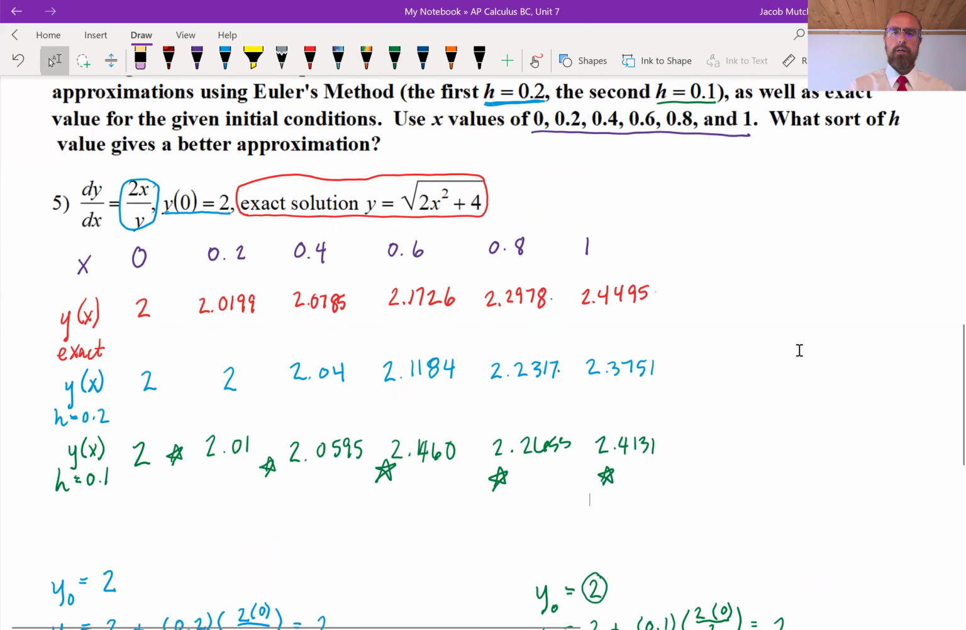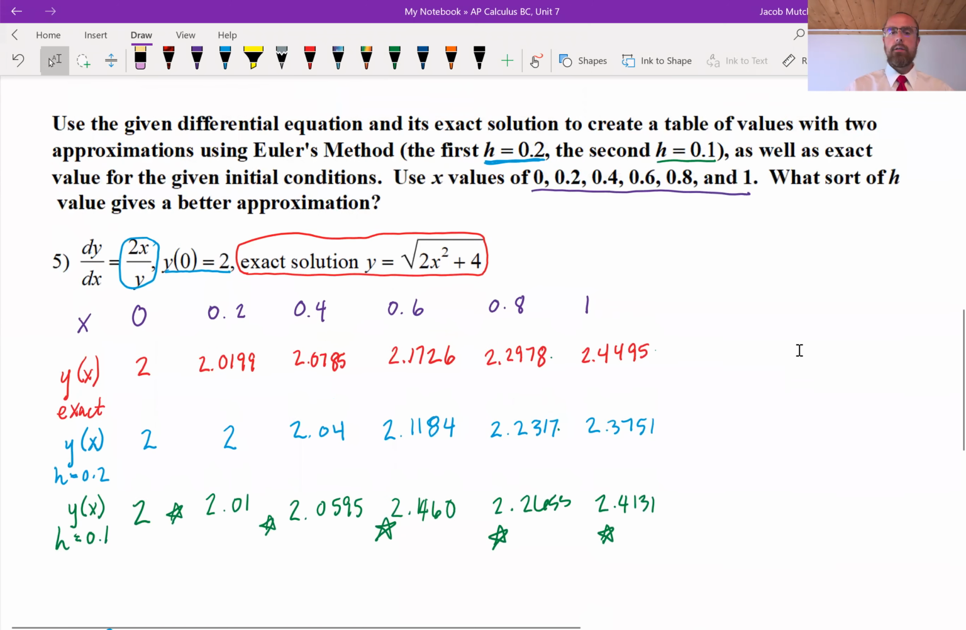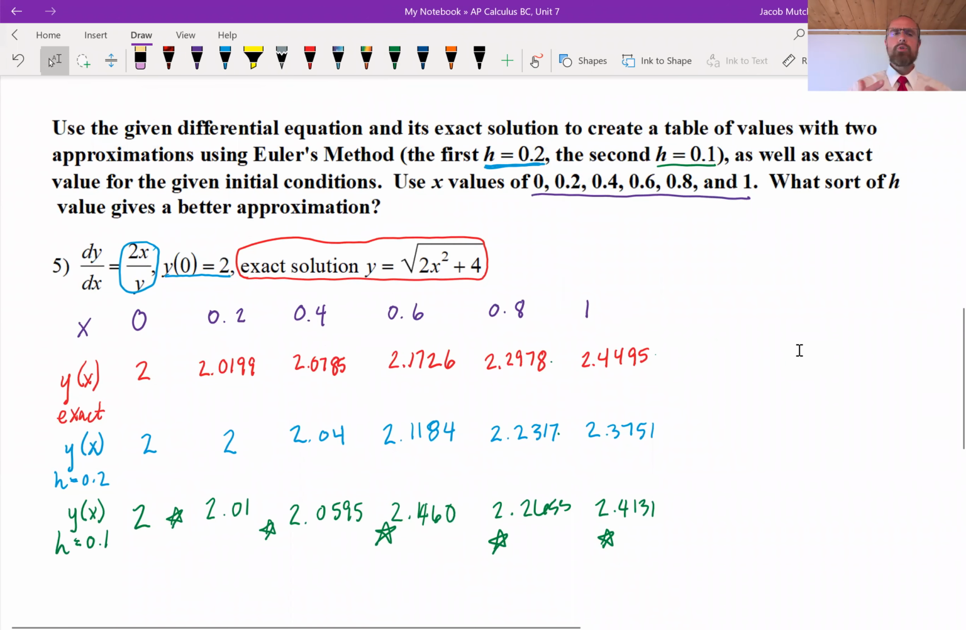So again, that's all we're after here is we want to make a comparison. So to answer that question, what sort of h value gives a better approximation? A smaller and smaller h value.